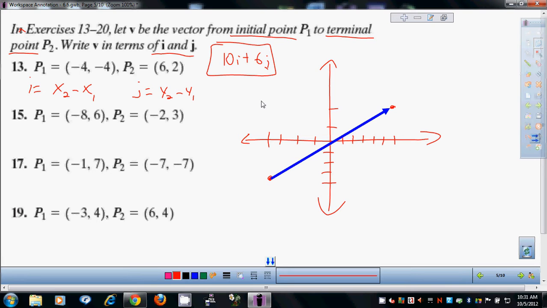I believe all it asks us to do is find i and j, so the graph is completely optional. In fact, I wouldn't even bother doing it. But I wanted you to see that if you forgot that formula, you could always plot it and count the spaces.